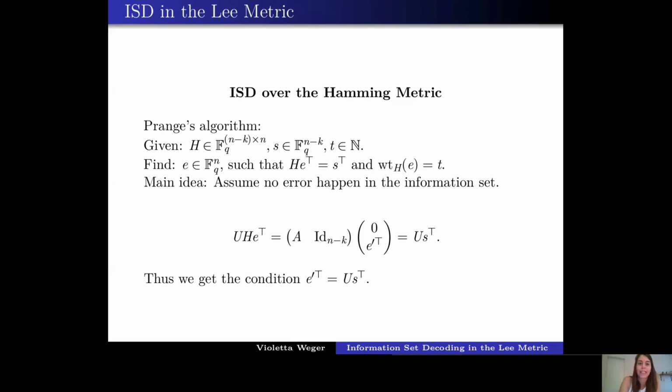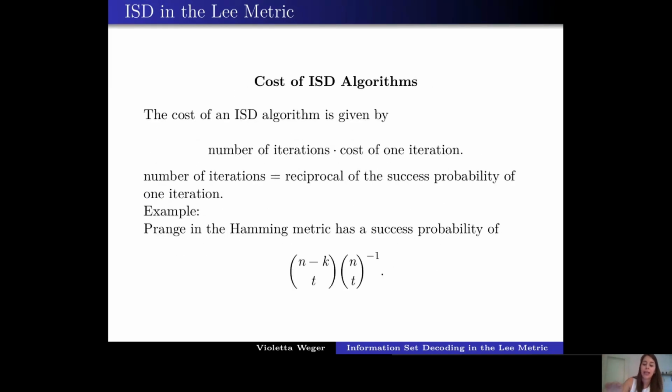I'm going to skip the part of ISD in the Hamming metric. I'm just going to assume that you know that. Important is that we are given a parity check matrix and the syndrome, and you're looking for an error vector that has a given weight. And now what you're going to do is assume some weight distribution on it. The important thing about ISD algorithms is anyway its cost. And the cost is given by what does one iteration cost times how many times do we have to do such an iteration. And that is the reciprocal of the success probability of one iteration.